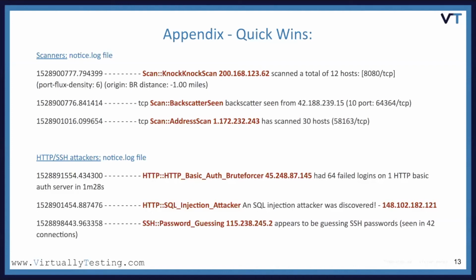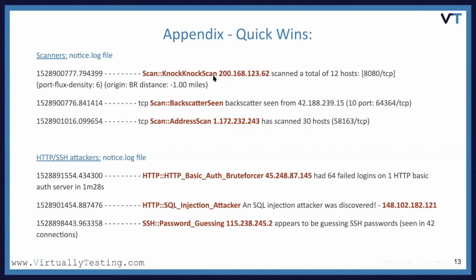The first column is the very big string you see, that is epoch time. So by default, Zeek logs everything in a timestamp format called epoch, which is the Linux timestamp, if you guys are familiar with it. So the first column is the timestamp, and then Scan::Port_Scan, this is the notice type that got alerted. The third column is the IP address.